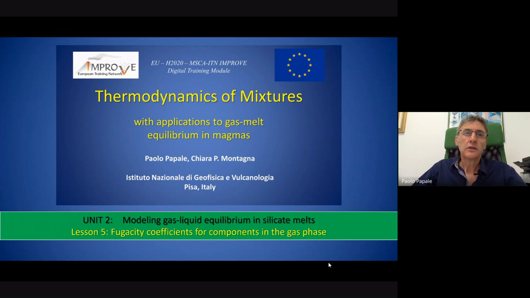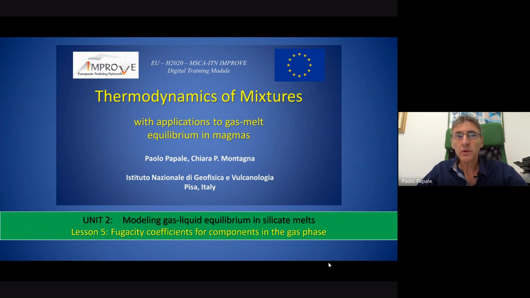Welcome back to lesson number 5, where we start to analyze and model each of the quantities that appear in the multi-component gas-liquid equilibrium equation. We have seen last time how to write the equilibrium equations. We have seen it for a pure component gas phase, leading to what we call the solubility of that component in the liquid. And we have seen it for a multi-component gas phase, leading to the more general concept of saturation of a gas in a liquid phase.